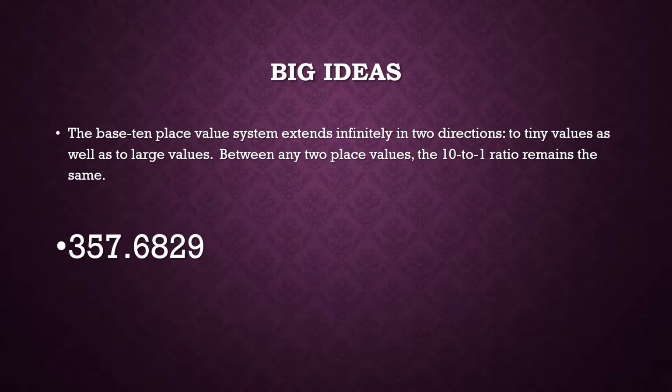So the big idea of this chapter is that the base 10 place value system goes in two directions from the decimal. There's still a 10-to-1 ratio in between, but the numbers on the left represent whole numbers. The digits on the right represent parts of a number.